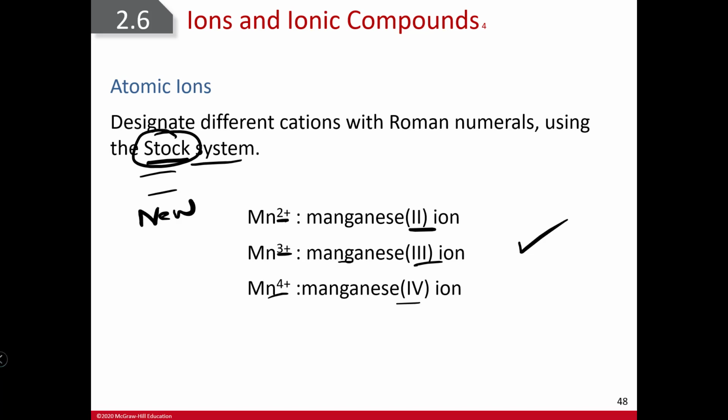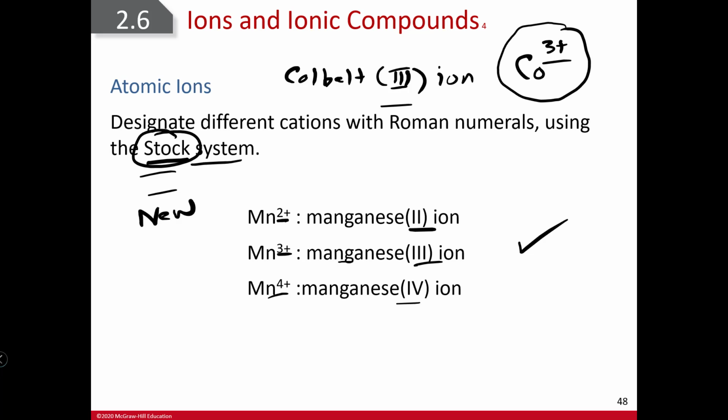So if somebody says cobalt Roman numeral 3 ion, I expect you to say that's cobalt with a 3 positive charge. That's not memorization. That is, you know that the Roman numeral represents the charge on the ion. Or if I give you this ion, you can write the stock system name for it.